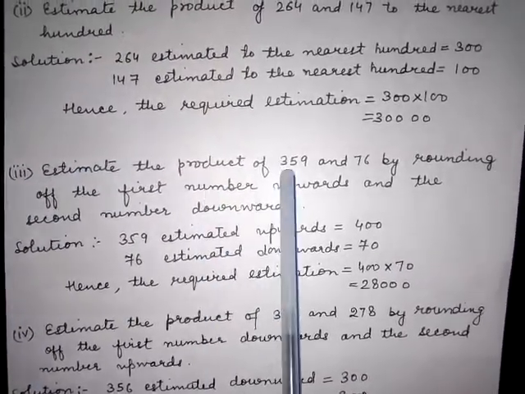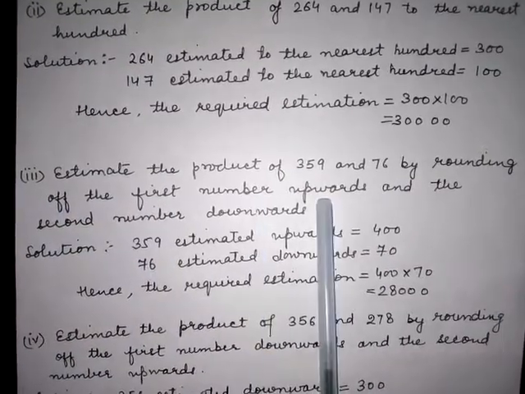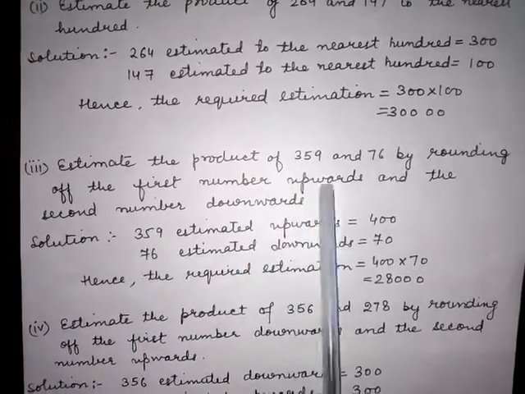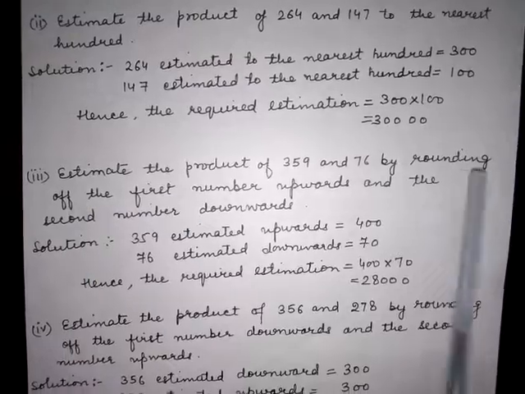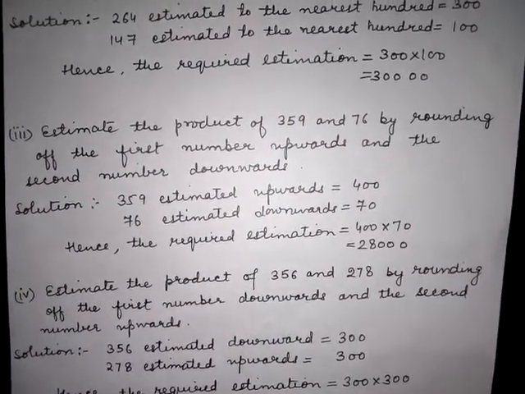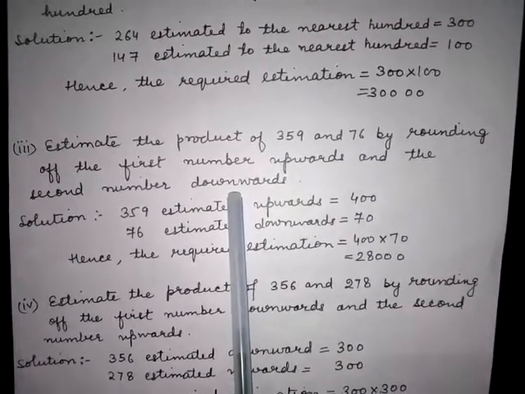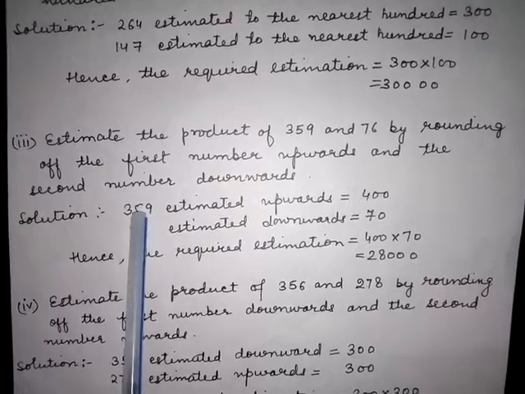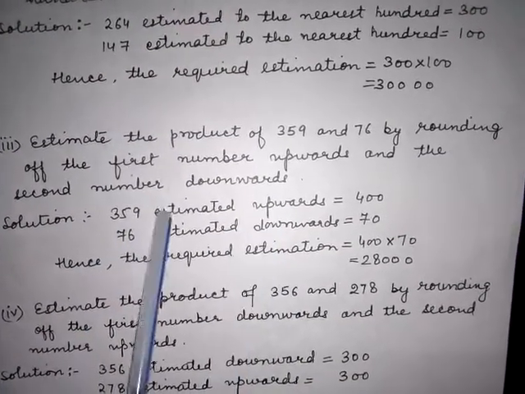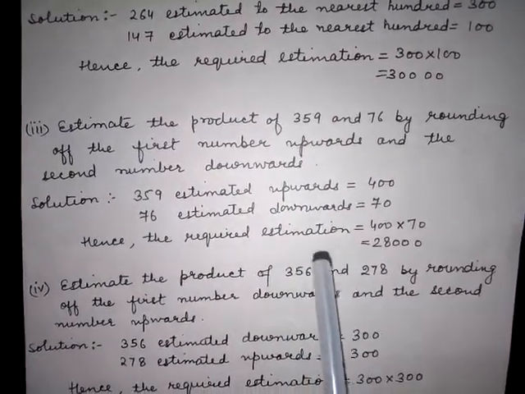Estimate the product of 359 and 76 by rounding off the first number upwards and the second number downwards. We have two numbers here. So we have to round the first number upwards, meaning we have to move forward, and the second number downwards. Okay, so we have 359 estimated upwards. When we are estimating any number upwards, we have to move forward. What is a possible forward number to be rounded off?